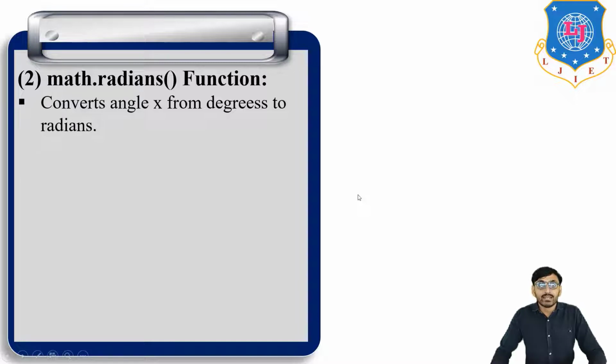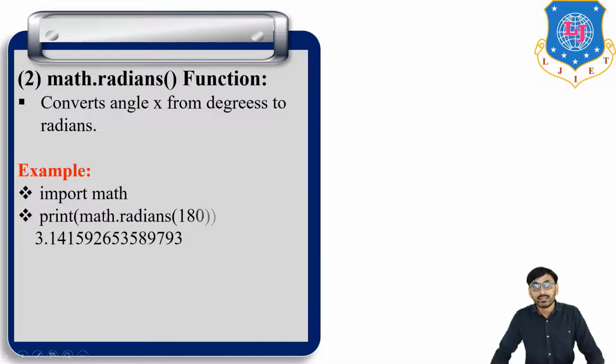Then the second one is the radians function. It converts angle x from degree to radian. Opposite to the degrees function, it converts degree to radian. For example, import math, then print math.radians and in the brackets 180. This radians function converts 180 degrees into radians. So we get the answer 3.1415. This is the value in radians.